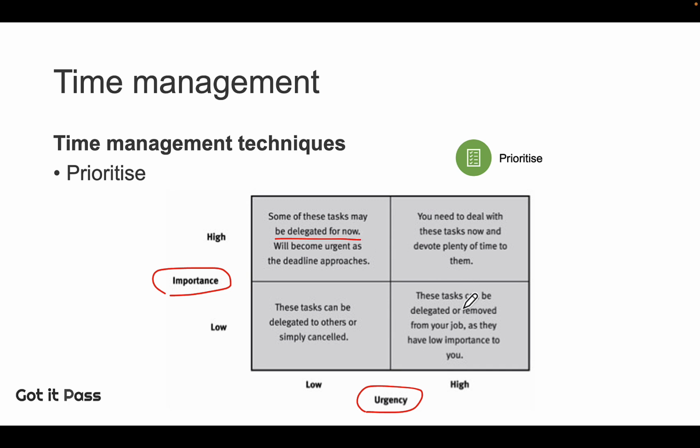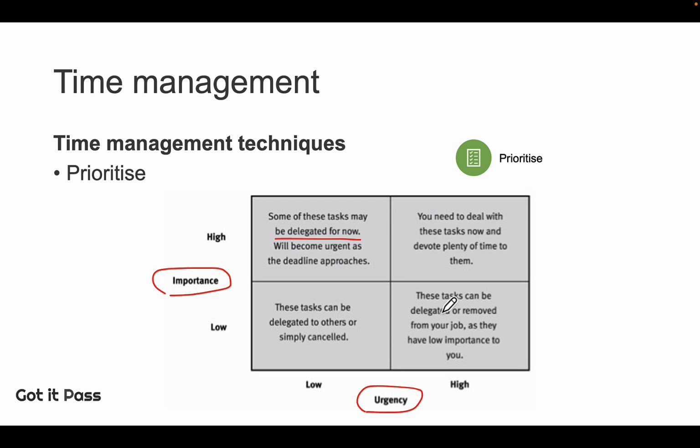Another box in this matrix is high urgency but low importance. It means that those tasks can be delegated or removed from your job as they have no importance to you. It may be important to others, but for you it's not important. So from your point of view, even though this task is very urgent, it's possible for you to delegate to others because it's not important to you.